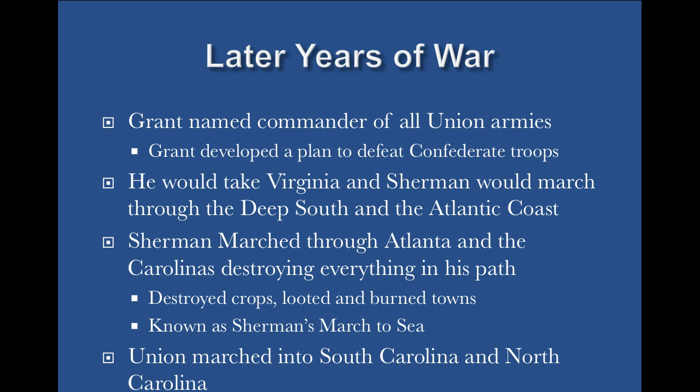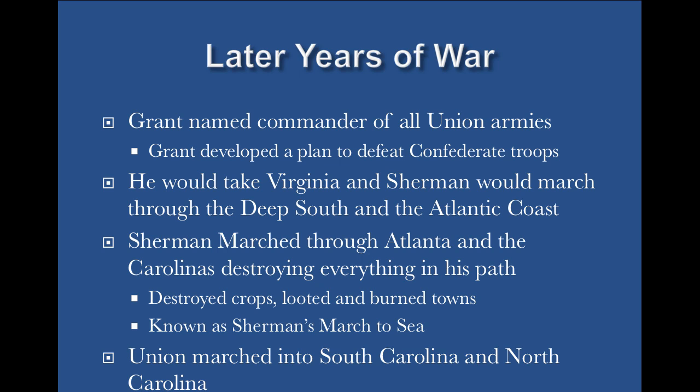In the later years of the war, Grant is named the commander of all the Union armies. So instead of just being in charge of the West, he's in charge of all the Union armies. And he develops a plan to defeat Confederate troops. His idea is he's going to take Virginia, and Sherman's going to march through the Deep South and the Atlantic coast, taking over those southern towns. And that's exactly what General Sherman does.